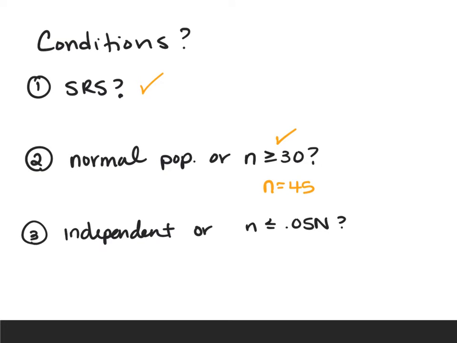But if we just want to check, I've got to grab my calculator. If we take 45 and divide by 0.05, we get 900. So basically, what we want to make sure of is that our population is more than 900 people, and I think it's safe to say that that's met.